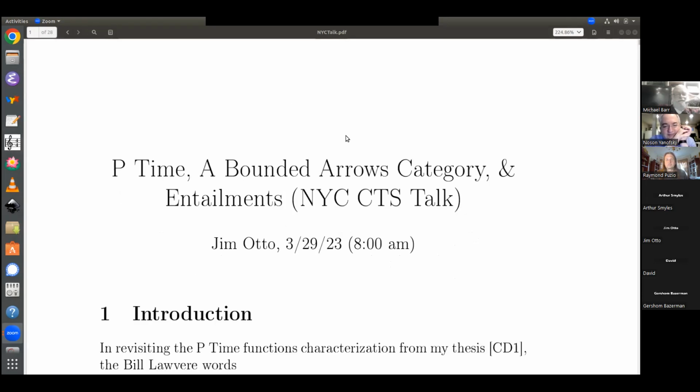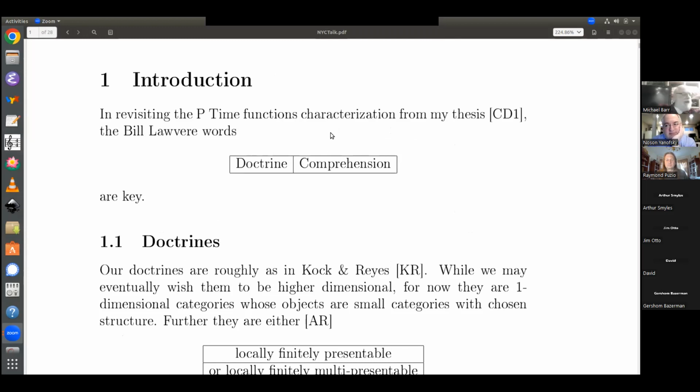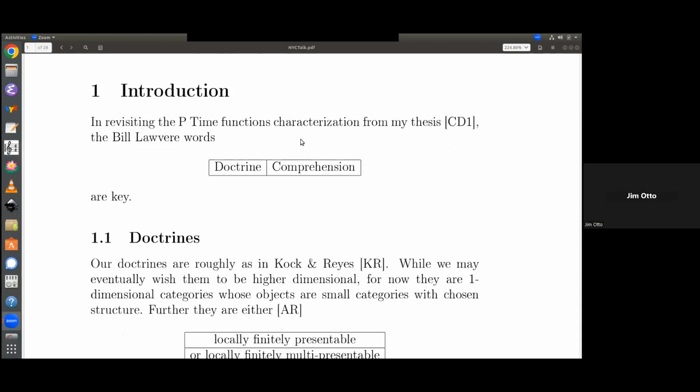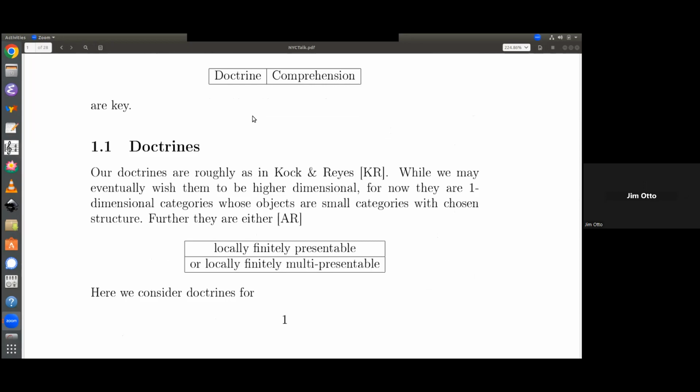Okay, so at the suggestion of Nissan, I'm starting with the word doctrine. But actually two Bill Lawvere words are key to this revisitation of characterizing the p-time functions that was in my thesis. So the Bill Lawvere idea of a doctrine is basically a theory of theories, and there's more than one version. I'm not particularly close to the Max Kelly version. Mine is pretty close to what's in Coste and Reyes.